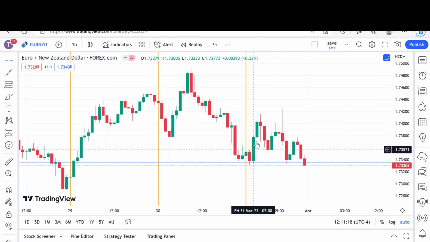A lot of conviction, a lot of strength off of our higher time frame level. That's what I mean when I say lower time frame confirmation. We want a shift in market structure, okay? Why is this a shift in market structure?